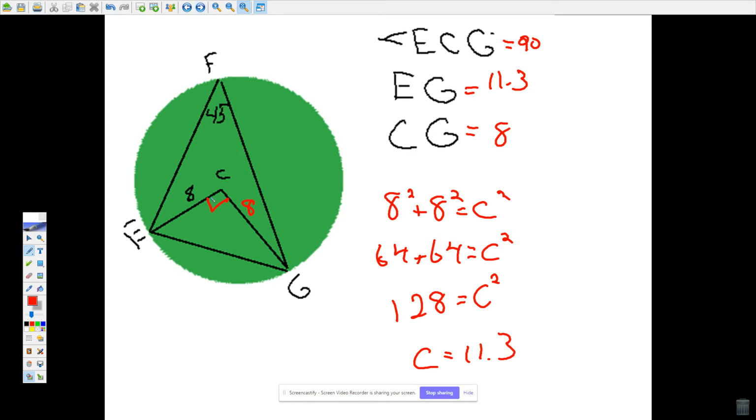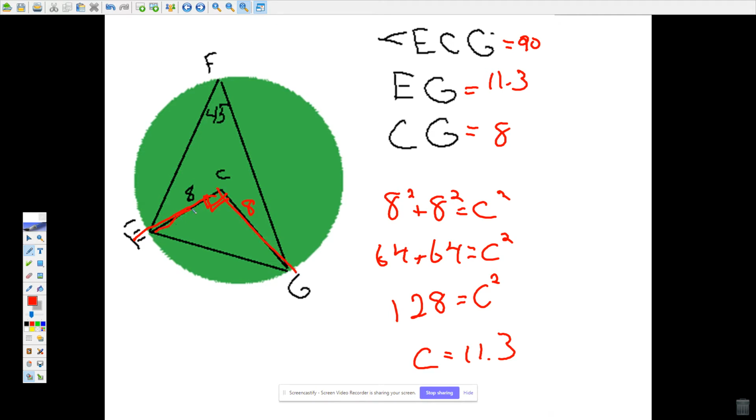ECG is 90 degrees because it is a central angle, which is double the inscribed angle. So if this was 45, multiplied by 2 is 90 degrees. Here, EC is the radius, which is 8. So that means that CG is also the radius, so that must be 8 as well.